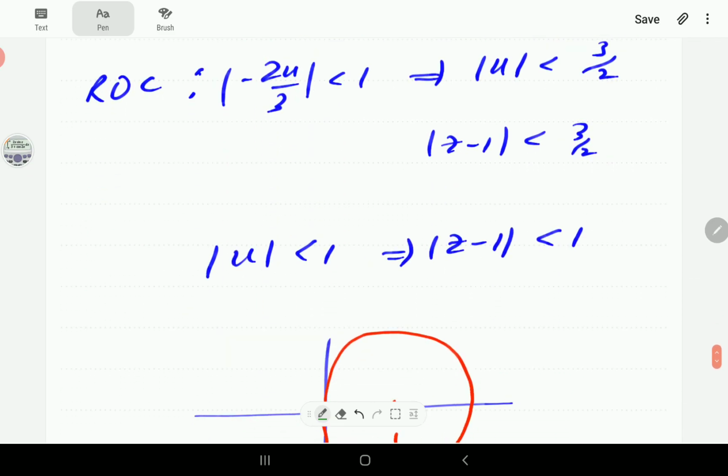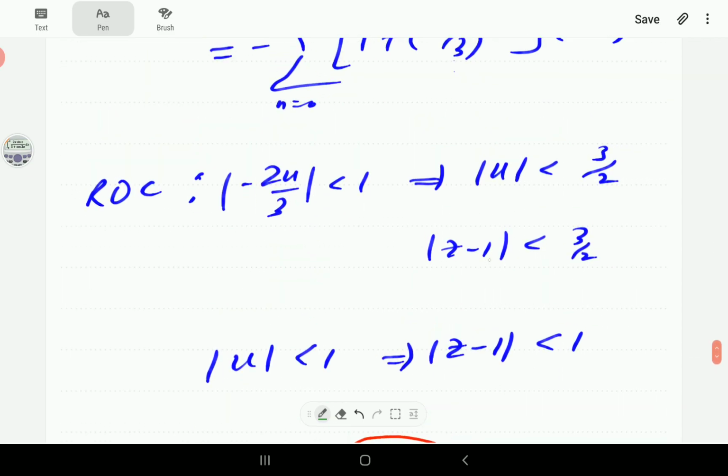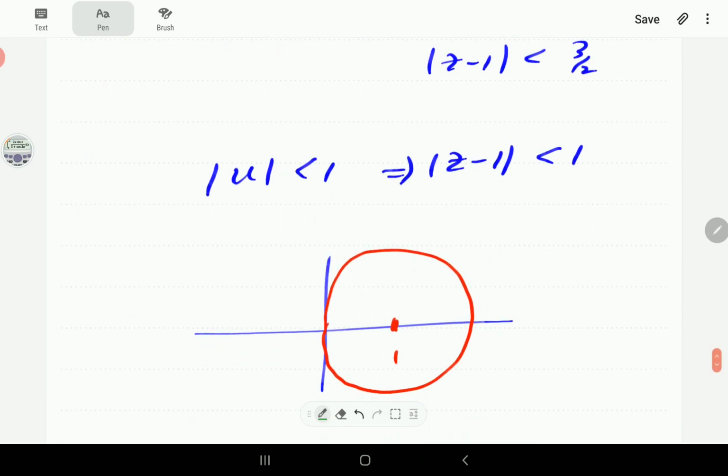And then the region of convergence is going to be centered at 1. So one of them is radius 3/2, the other one is radius 1. So the one with radius 1 is going to be this radius of convergence, which is the intersection between the two.